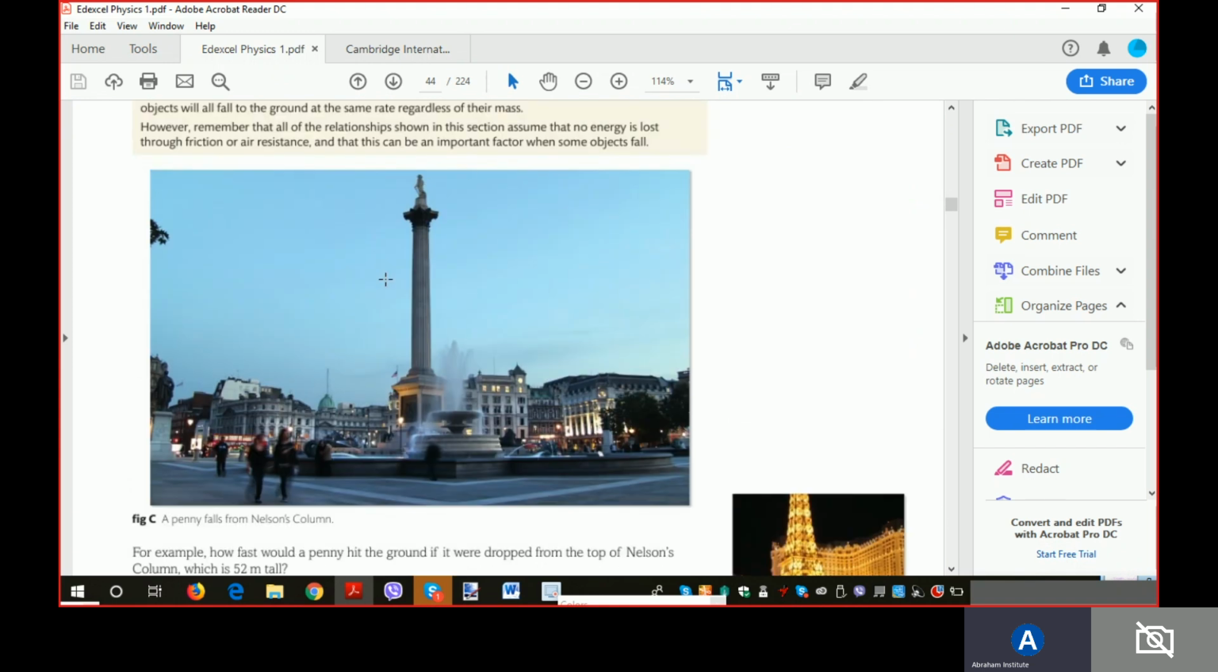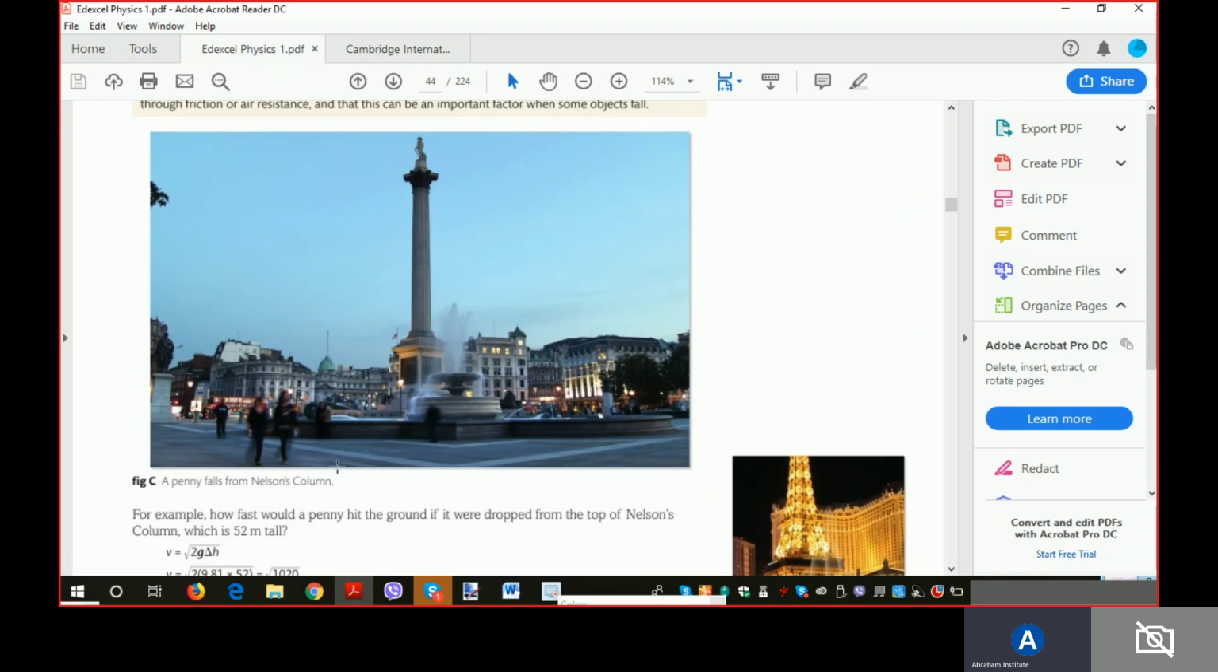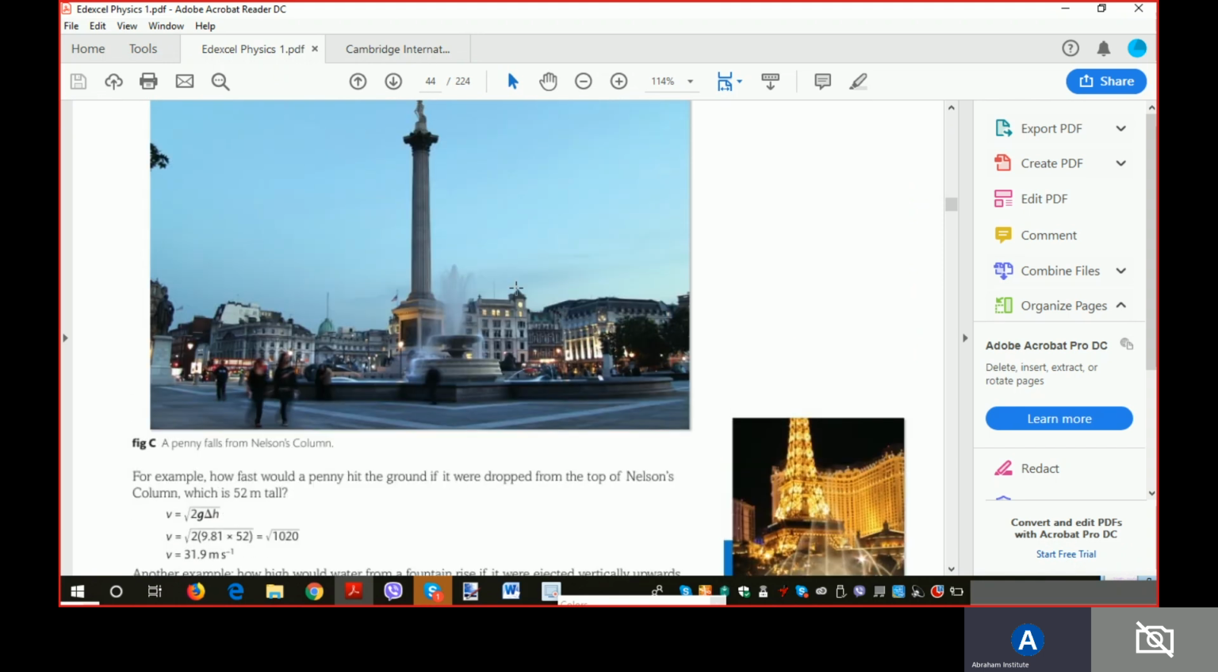Here what is happening is something is dropped. How fast would a penny hit the ground if it were dropped from the top of Nelson's column, which is 52 meters tall? So from here to here it is dropped. Here it has its maximum gravitational potential energy, and over here it will have its maximum kinetic energy, because all the gravitational potential energy here converts to kinetic energy here, assuming there is no friction or other frictional forces which will convert the energy to any other forms.